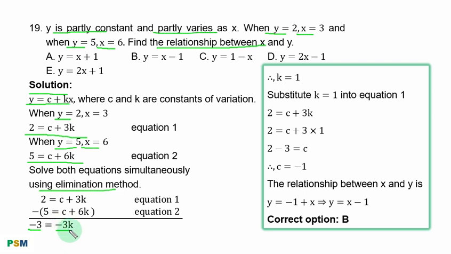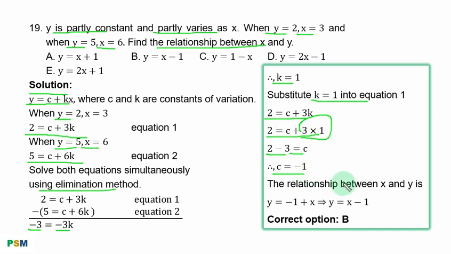Divide through by minus 3k is equal to 1. To continue, you have to replace k with 1 in any of the equations. I'm using equation 1. You replace k with 1 and you have 2 minus 3. You transfer this value to the left. It becomes minus 1 equal to c. Therefore, c is equal to minus 1.